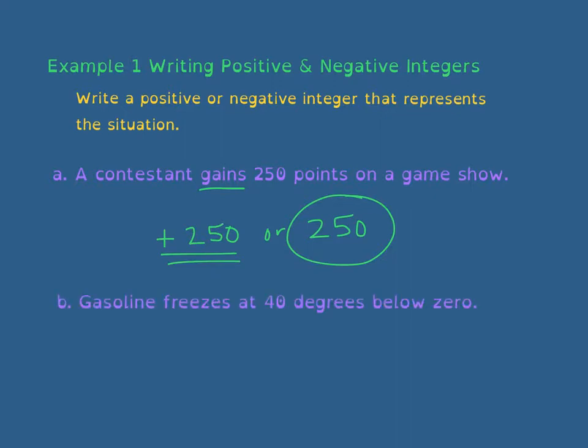Gasoline freezes at 40 degrees below 0. So the word below is indicating that it's below 0, so that's a pretty easy one. So the number has to be less than 0. So we would use a negative integer, and it would look like this. Now this one, you don't have a choice. You have to write the negative sign for the answer, or it wouldn't make sense.